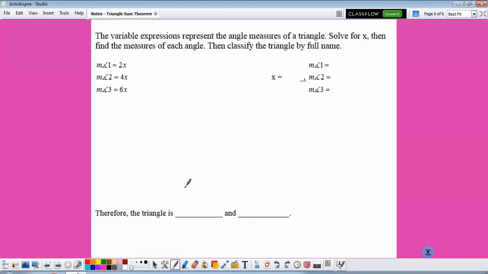Now let's put together a couple of ideas. The variable expressions represent the angle measures of the triangle. Solve for x, then find the measure of each angle, then classify the triangle by full name. So since these are angles of a triangle, we know they have to add up to 180. So I'm going to add them all together. 2 plus 4 plus 6 would give us 12x equals 180. Divide both sides by 12. And we get that x equals 15. I'm also going to put that over here.